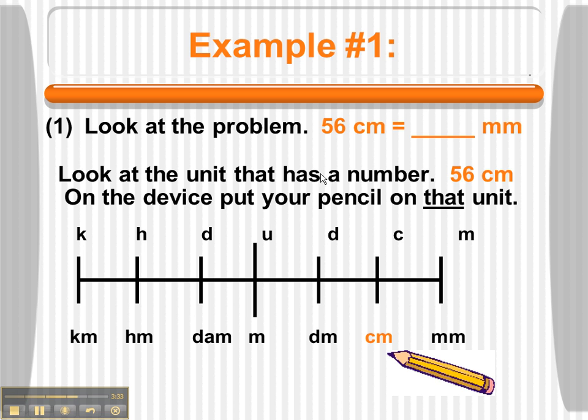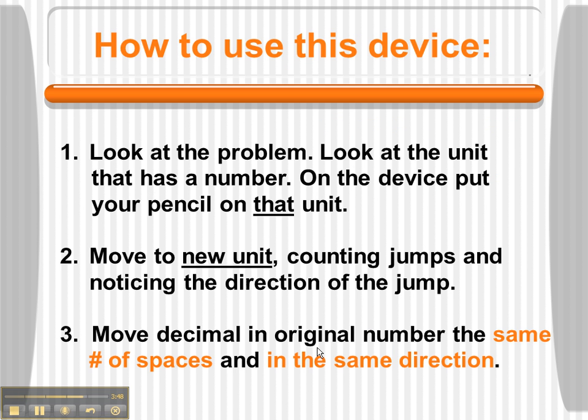Alright, so if you see here 56 centimeters, how would we convert 56 centimeters to millimeters? If I want to know how many millimeters 56 centimeters is equal to, what do I have to do? Okay, so here are some steps. Look at the problem, look at the unit that has a number on it, put your pencil on that unit. Move to the new unit, counting jumps and noticing the direction of the jumps. Pay very close attention to the direction of the jumps because that's the direction in which you're going to move your decimal.